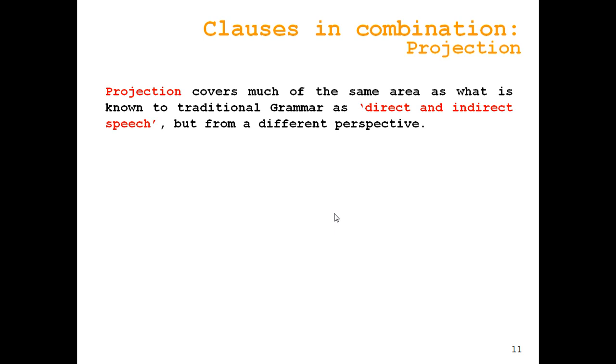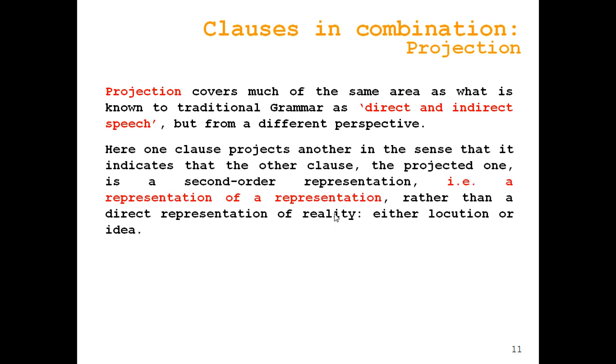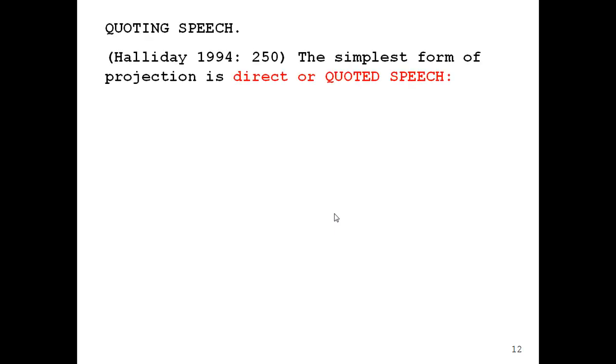I mean, not all of them. There are actually some mental processes that do not project, but we shall see this in the second year. You don't need to worry about that now. For the time being, I would like you to know that projection is another way, a functional way to talk about what traditional grammar refers to as direct and indirect speech. Okay, so it's a form of representation of, as I said, speech, speaking, and thinking. So locution and idea. Okay, so let's see some examples. Quoting speech.